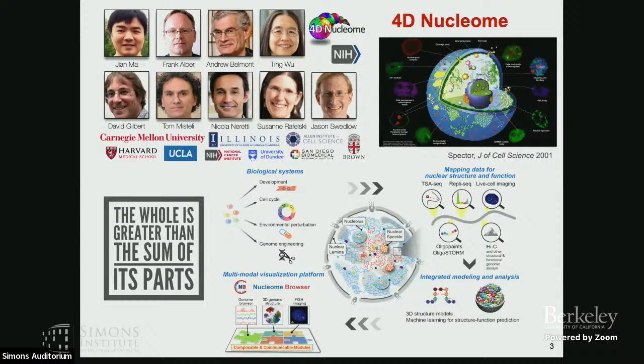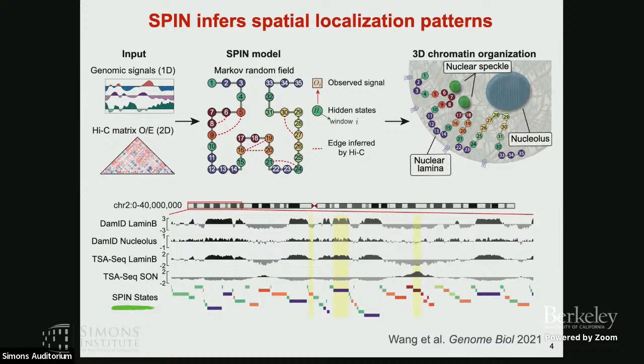For example, last year, we developed a very straightforward approach based upon Markov random field by integrating Hi-C data with the genomic mapping, where the genomic signals reflect the distance or contact frequency between the chromatin and the particular nuclear body. So the hidden states here are the spatial position in the nucleus relative to multiple nuclear bodies, and the observations are the signals from the genomic mapping, in particular the DamID and also the TSA-seq signals.